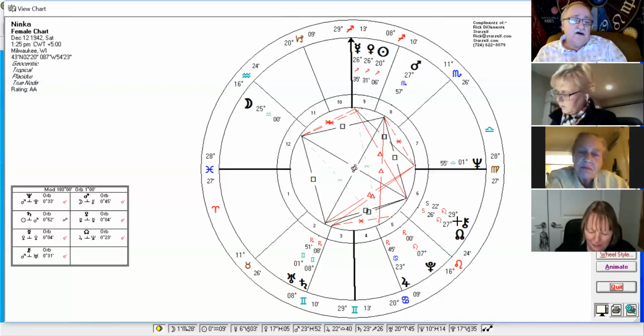Chiron is in Leo. It is in the 6th house. So she has pride in her work. The 6th house of work, the Leo pride. She has a lot of pride in her work. She has a lot of pride working with people. But what's really going on with this chart is very clear to me.